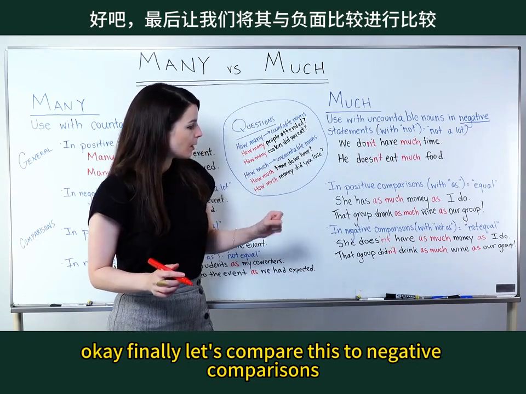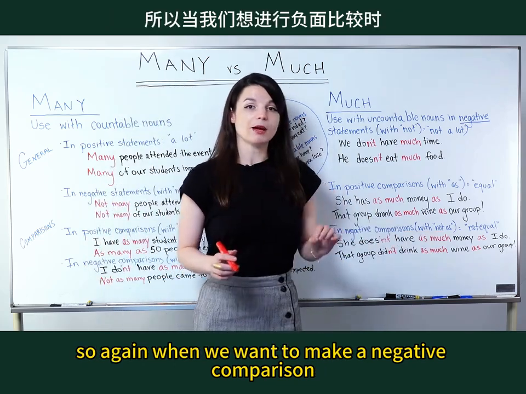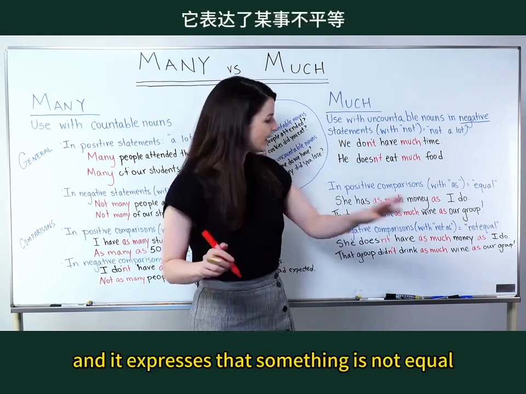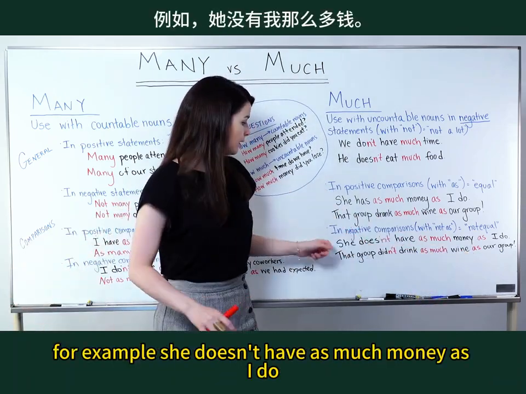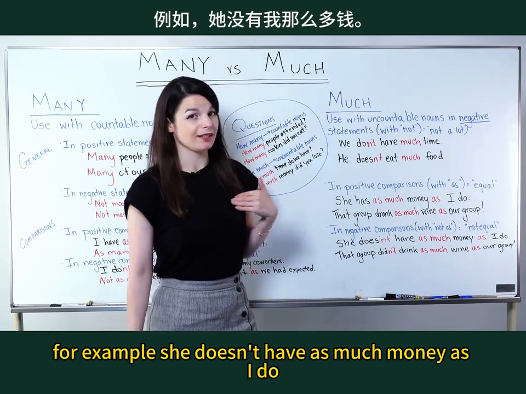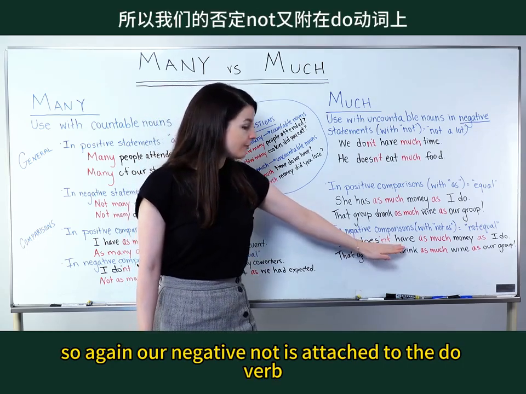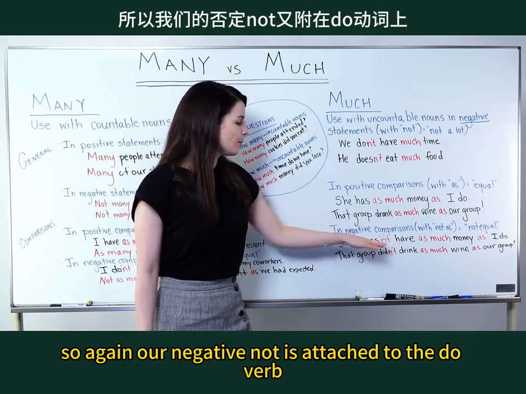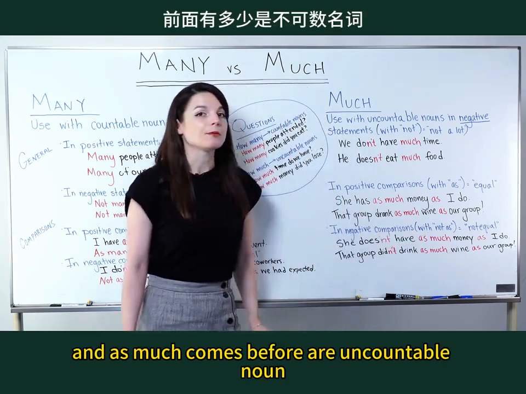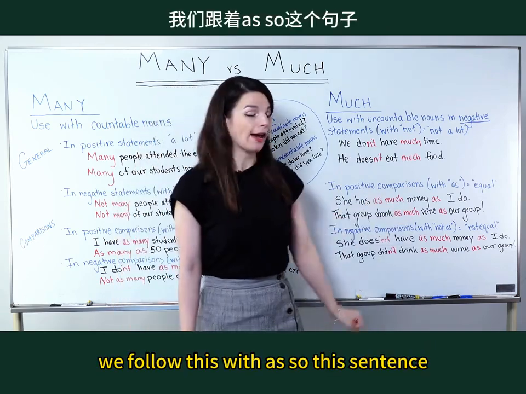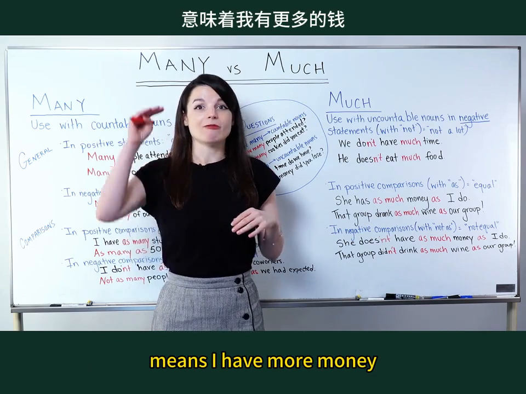Okay, finally, let's compare this to negative comparisons. So again, when we want to make a negative comparison, we use not as, and it expresses that something is not equal. For example, she doesn't have as much money as I do. So again, our negative not is attached to the do verb here, our helping verb before have, and as much comes before our uncountable noun. We follow this with as. So this sentence, she doesn't have as much money as I do, means I have more money.